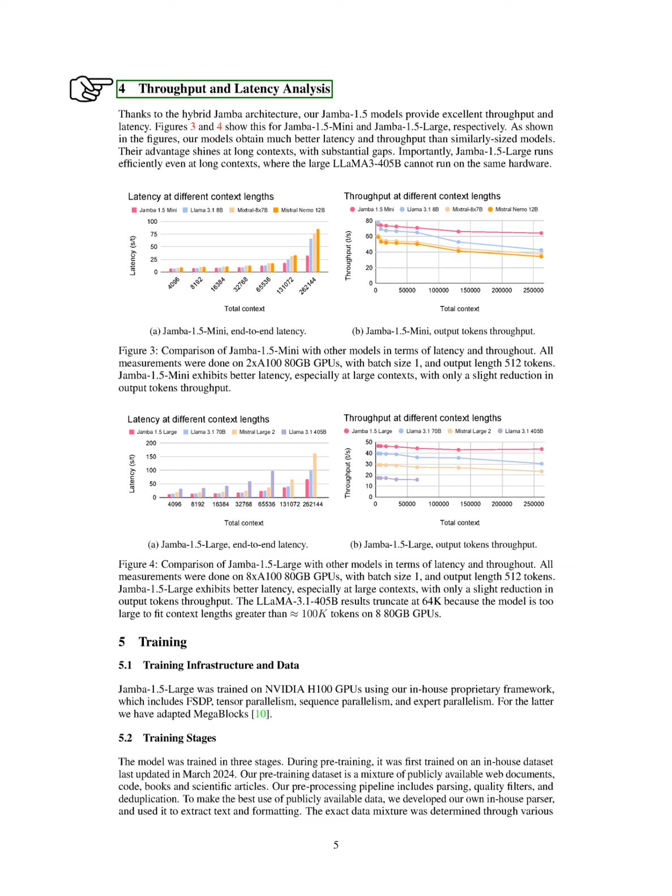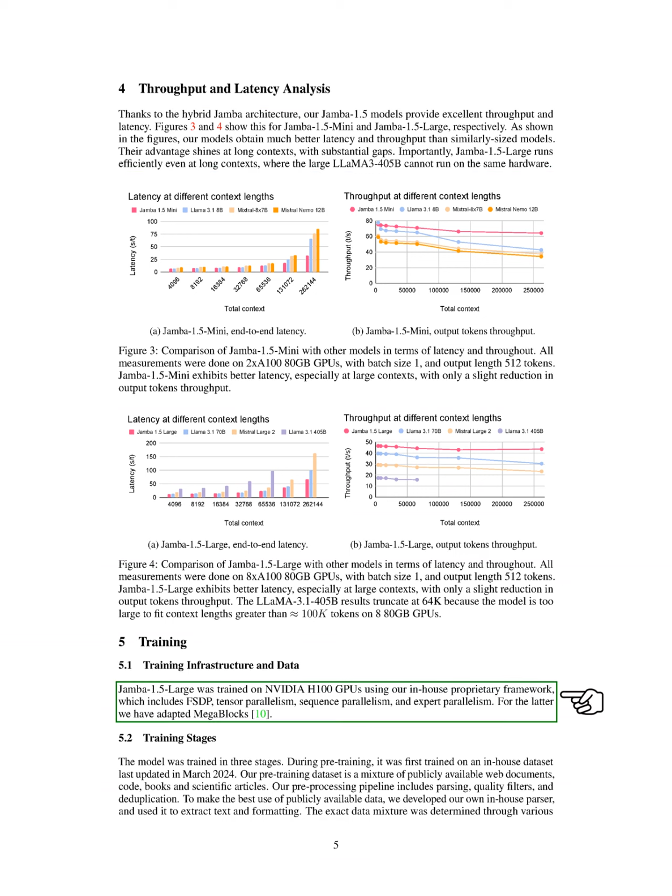Next, we analyze throughput and latency. Thanks to our hybrid Jamba architecture, the Jamba 1.5 models demonstrate excellent performance in these areas. Our figures illustrate that Jamba 1.5 mini and Jamba 1.5 large outperform similarly sized models, especially in long contexts, where we see significant advantages. Notably, Jamba 1.5 large operates efficiently even with long contexts, unlike the larger Llama 3 405B model, which cannot run on the same hardware.